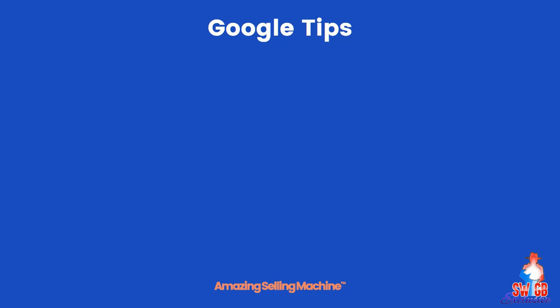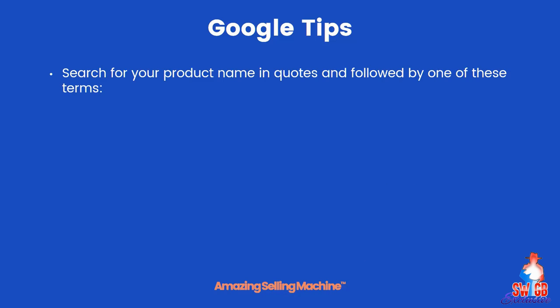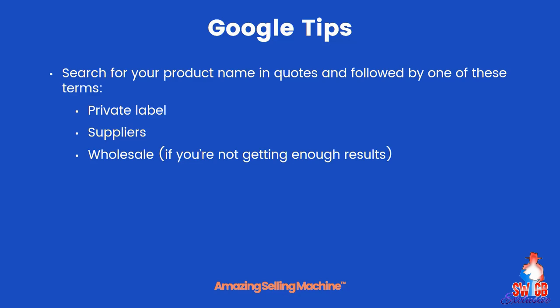So here are a few tips you can use when using Google to search for suppliers. First, you want to put your product name in quotes. That's called an exact match to make sure you're only pulling up that product. And then you want to follow it by one of these 3 terms: private label, suppliers, or wholesale. Now, I would only do wholesale if you aren't getting enough matches using private label or suppliers, because we're not trying to find wholesalers. However, sometimes you will find that if you can't find enough real private label suppliers, wholesalers might be willing to private label for you. So we'll kind of use that as a fallback in case we can't find enough. Here's an example.